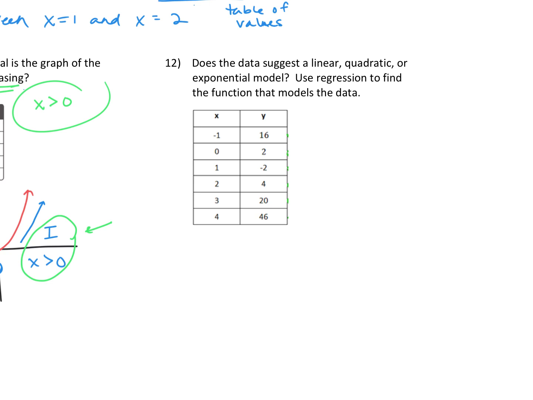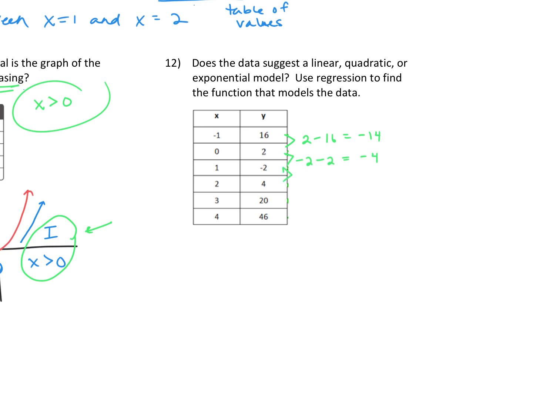So our first differences is we are going to subtract our y values. We're going to take this y minus this y, this one minus this, minus this. And it's always the y value minus the one before it. So we're going to do 2 minus 16, which is a negative 14. Then we're going to subtract these. Negative 2 minus 2 is negative 4.